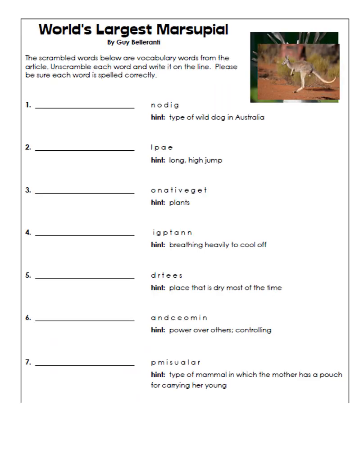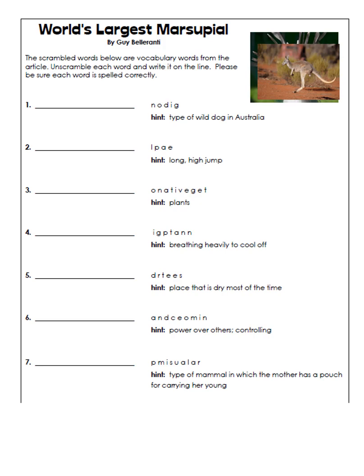The world's largest marsupial. The scrambled words below are vocabulary words from the article. Unscramble each word and write it on the line. Please be sure each word is spelled correctly. Question number 1. N-O-D-I-G and your hint. Type of wild dog in Australia. Question number 2. L-P-A-E, a hint, a long high jump.